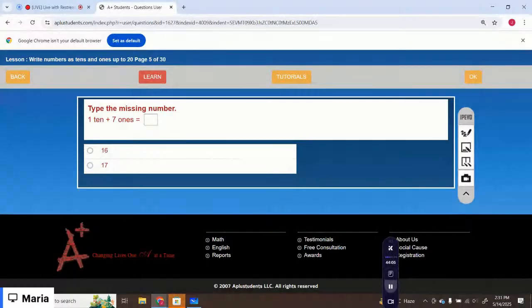Type the missing number. 1 ten plus 7 ones. 1 ten and 7 ones makes 17. Option number 2 is the correct option. That is 17.